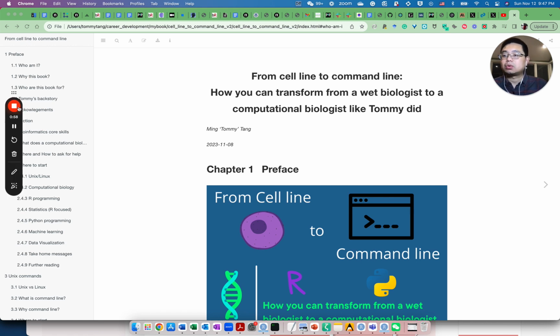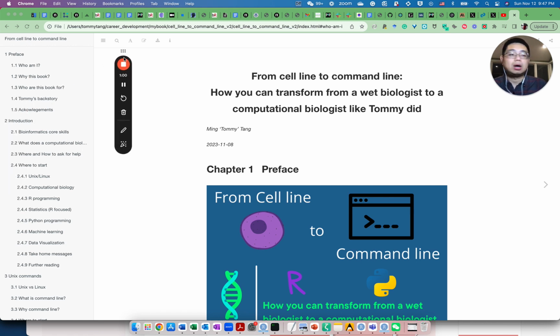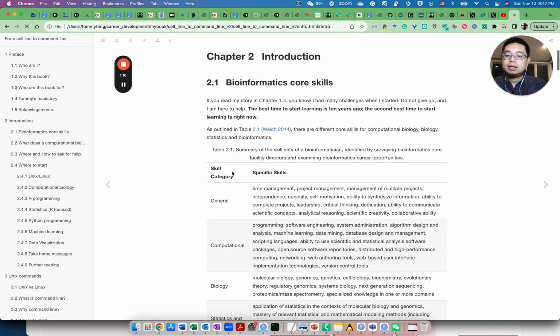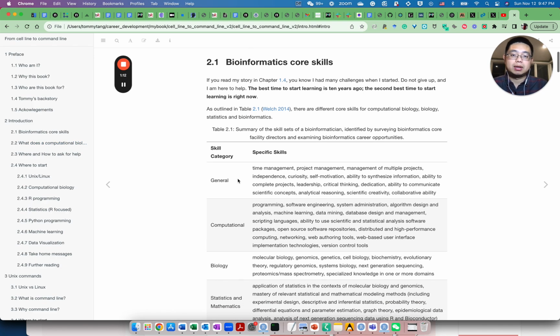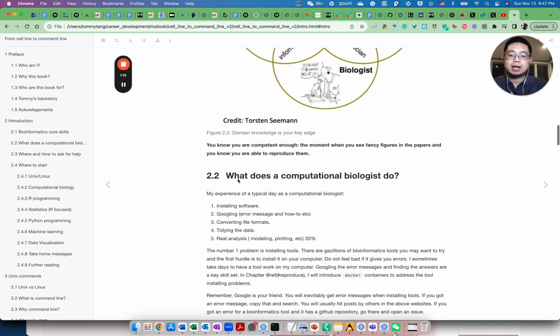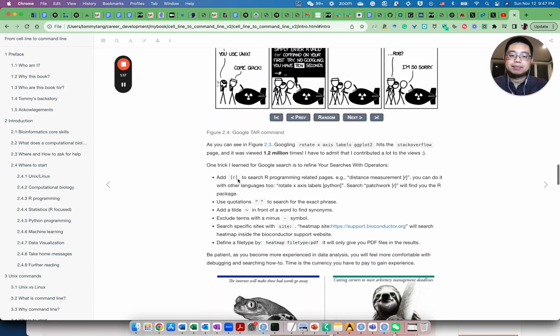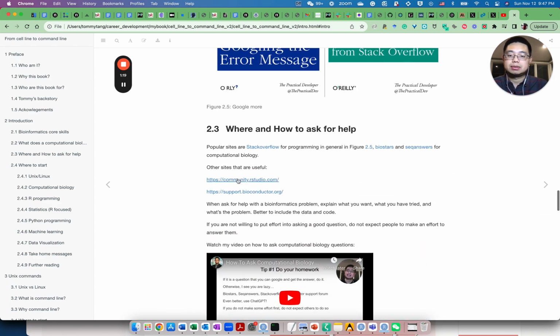Okay, just a quick look at the contents of this book. You see you have this preface, where essentially I introduce who I am, then the introduction. What is bioinformatics, what are the skills that are required. I will share some of the tips.